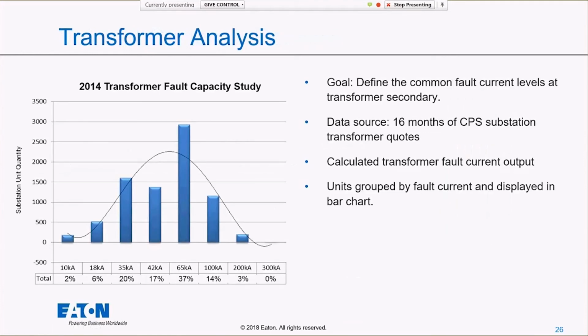Well, we also took an analysis of a bunch of transformers. Cooper Power Systems builds the large substation transformers. And we said, well, what's the common fault current at the secondary of transformers? We took 16 months worth of transformer quotes, came up with a plot of what that fault current output is, and said, what does it look like? And you can see here, you get a lot of that 65 kA, a good amount of 35 kA, but it's a pretty spread out range here.